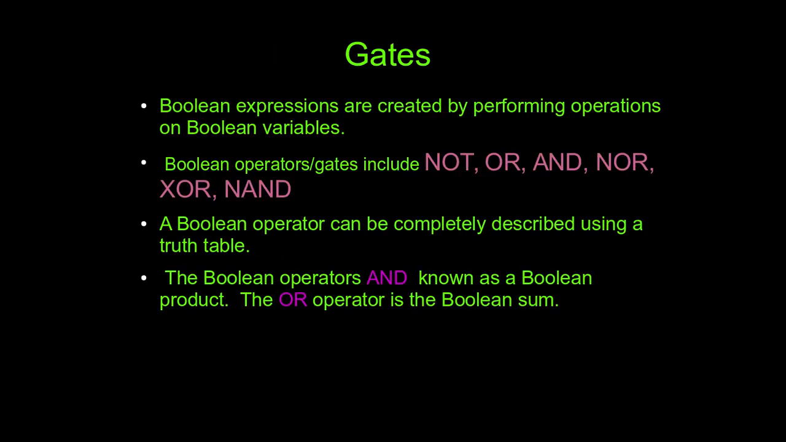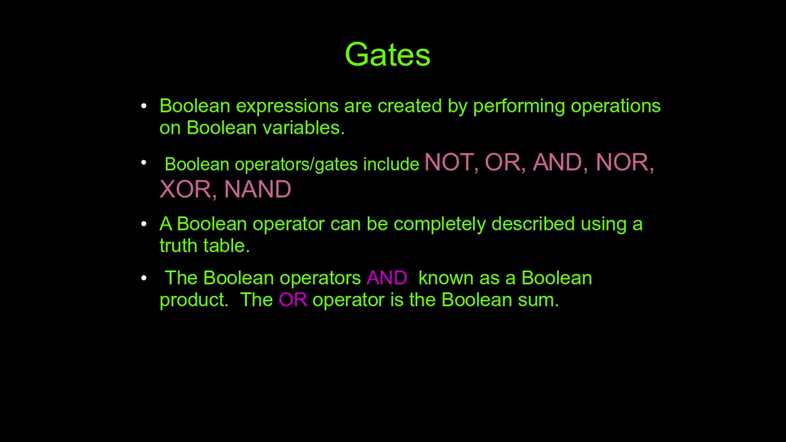So let's see now. Boolean expressions are created by performing operations on Boolean variables. What are Boolean expressions? Expressions that take Boolean, binary, 0, 1, true or false operands. What are Boolean variables? They're variables that can have a value of 0 or 1, true or false only. They can't have any other value.